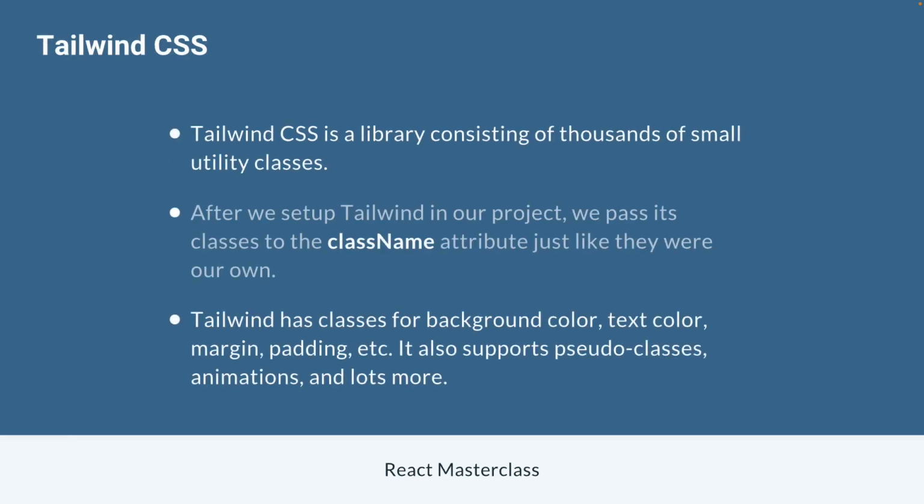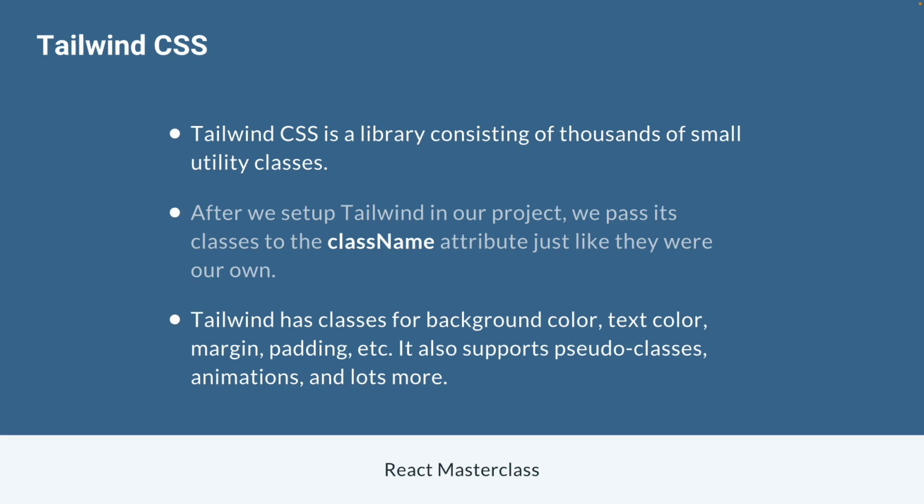Finally, we moved on to Tailwind CSS. Tailwind, of course, is an NPM library consisting of thousands of small utility classes. Each one of them does a single thing, like perhaps add margin or make a box a flex box, etc. And after we set up Tailwind in our project, we simply pass whatever classes we want to our class name attribute, just like they were our own. So whenever you add Tailwind to a project, you're typically not going to have any CSS files of your own because you're simply going to use the existing classes in this library.